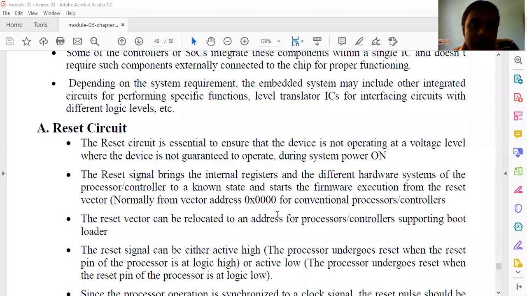Whenever you press a reset button, the computer or the processor will start executing the program from a location called 0x0000, where the initial code or the starting of the system code is present. So the reset circuit is essential to ensure that the device is not operating at a voltage level where the device is not guaranteed to operate during the system power on.